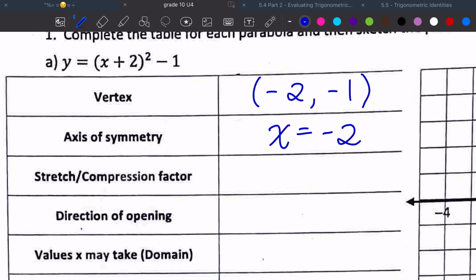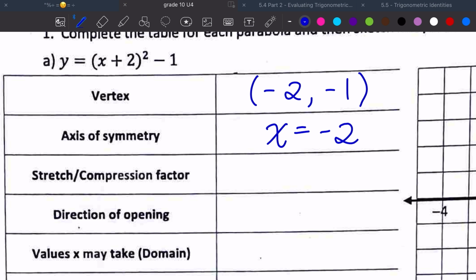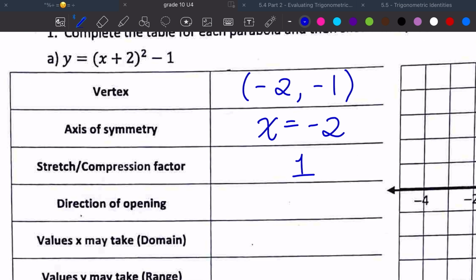Perfect. The stretch or compression factor. If I don't have an A value here, that means it's automatically 1 by default. 1 is really not a stretch or compression. So we can just say it's got a stretch or compression factor of 1. Neither a stretch nor a compression. And will it be smiling or frowning? It's going to be smiling because A is positive. There's no negative sign in front, so it's going to be opening upwards, or smiling like that.